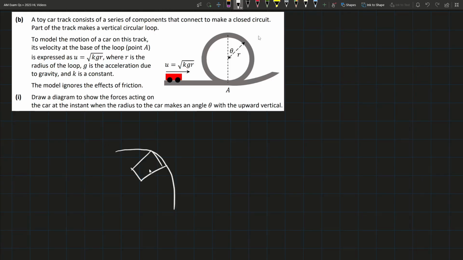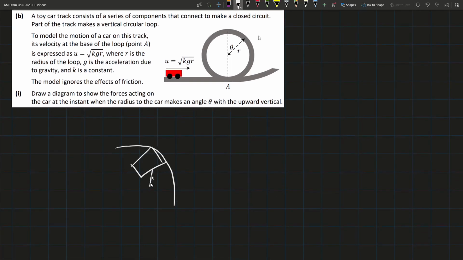So we'll say this rectangle is the car, and I've drawn in a bit of the circle as well just to show that. Obviously it's going to have the weight pulling it down, and the weight will be equal to mg. And then, of course, we're going to have a reaction force because it's touching the loop, and that's going to be perpendicular to the loop, so it's going to be going this way. That's going to be the reaction force.